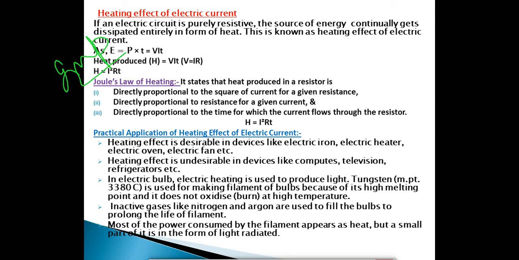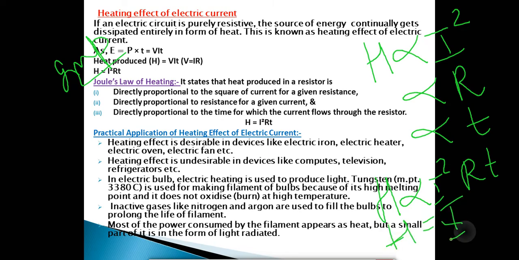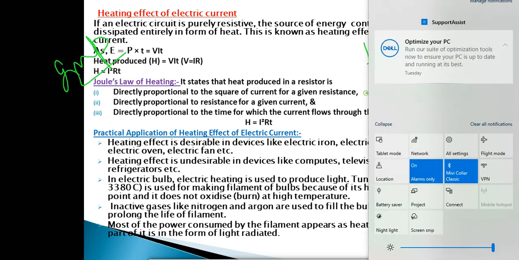is directly proportional to the square of current for a given resistance. H is directly proportional to the square of current flowing through the resistance, directly proportional to the resistance for a given current, and it is also directly proportional to the time for which the current flows through the circuit. So H is directly proportional to I square R T. If you remove the proportionality sign, H is equal to I square R T. This is the statement of heating effect of electric current.